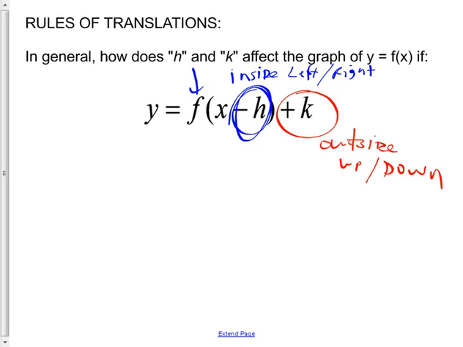So I should be able to rapid fire give you some, and you should be able to say, oh yeah, that's a U shape and it's been moved up 3 and down, no, up 3 and right 2 or whatever. Okay, so inside's left, right, outside's up, down.